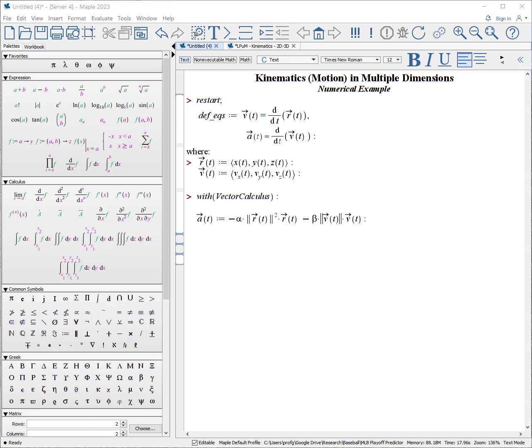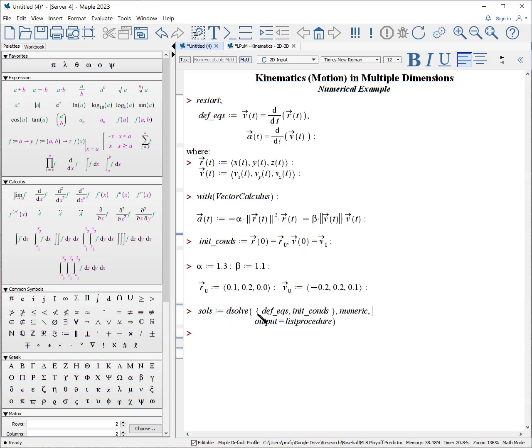We finish with an example that requires a numerical approach. Same definitions for velocity and acceleration, same components for r and v, but now we're going to say acceleration is a magnitude of r squared times r and a magnitude of v times v. And while we need to still provide initial conditions, it is clear, given the definition of acceleration, this problem cannot be solved analytically. Therefore, all the constants and all the initial conditions must be defined numerically.